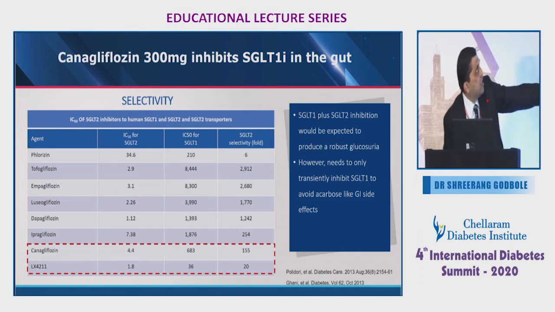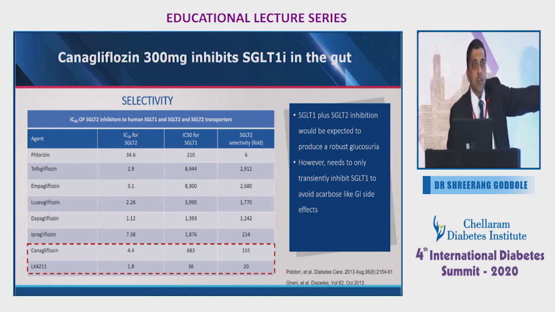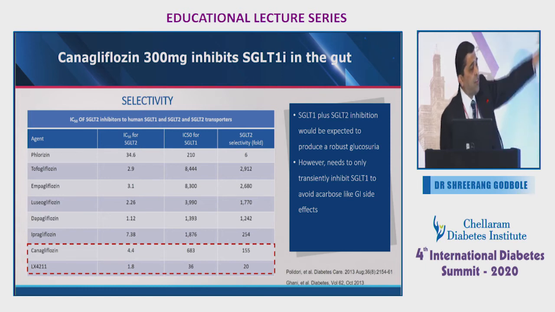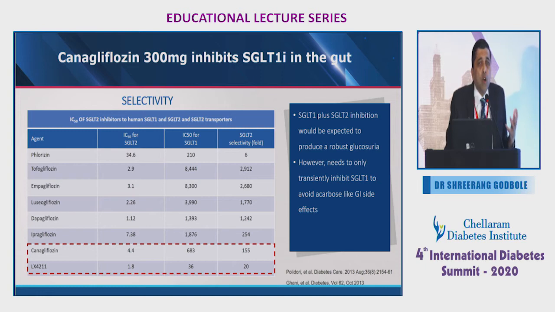You can see it's only just 20 times as selective for SGLT2 versus SGLT1, whereas Cana is around 150 to 250 times selective for SGLT2 versus SGLT1. On the other hand, the other SGLT2 inhibitors are 1,000 times selective for SGLT2 versus SGLT1. I told you, if you only inhibit SGLT2, your SGLT1 will start functioning at a maximal capacity, and therefore that will inhibit the glucosuria.